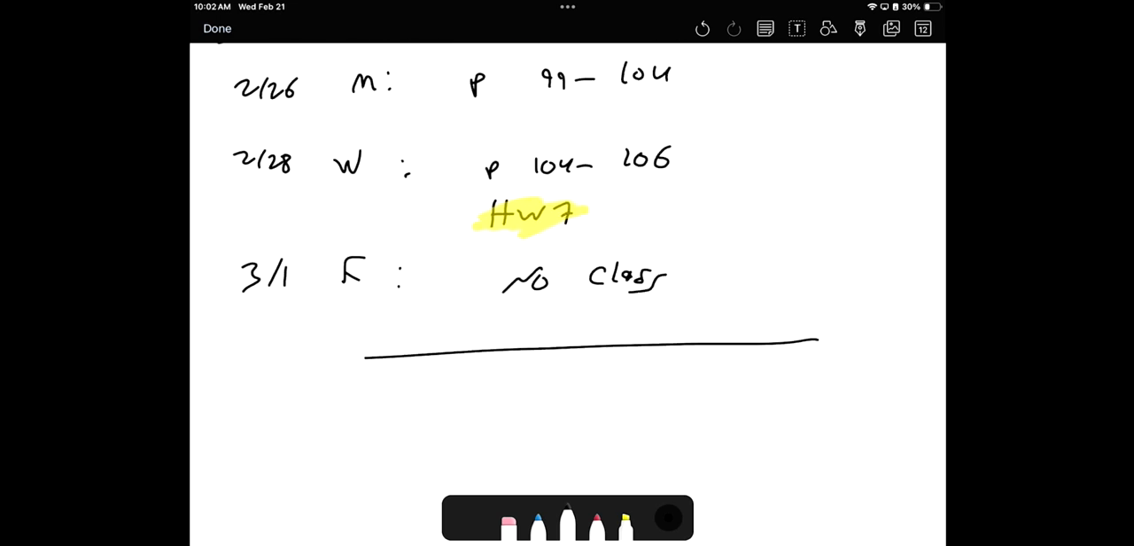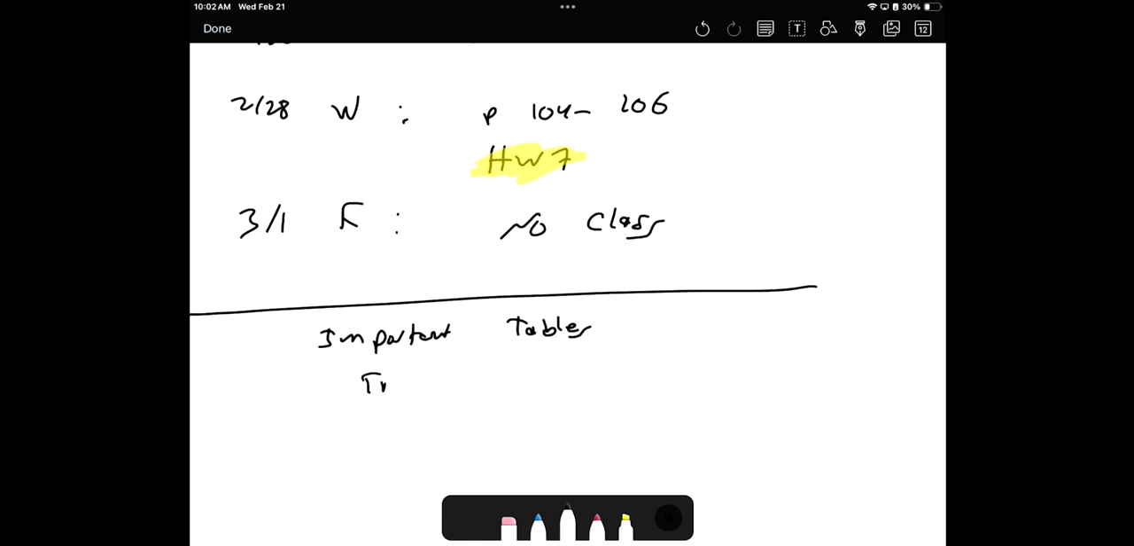Okay, and important tables: table 3.1 and table 3.2. Those are on pages 96 and 97. We already discussed this, and we will keep discussing and mentioning them during Laplace transformation. So these tables are very important in our analysis.